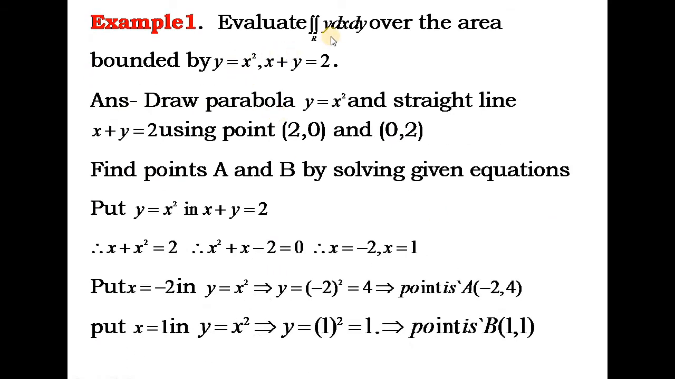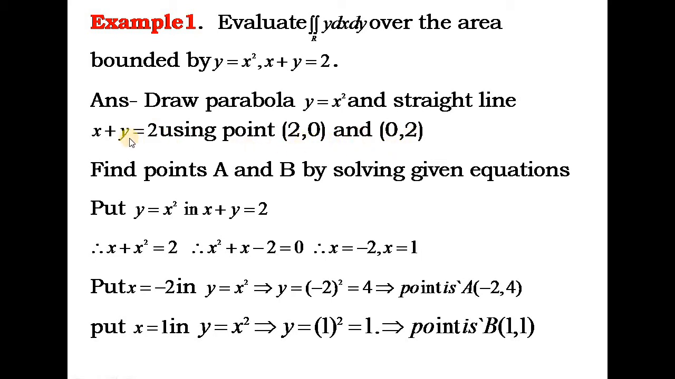Example 1, evaluate double integration y dx dy over the area bounded by y equal to x square, that is parabola, and x plus y equal to 2 is a straight line. Answer is, draw parabola y equal to x square first and straight line x plus y equal to 2 using point 2, 0 and 0, 2.